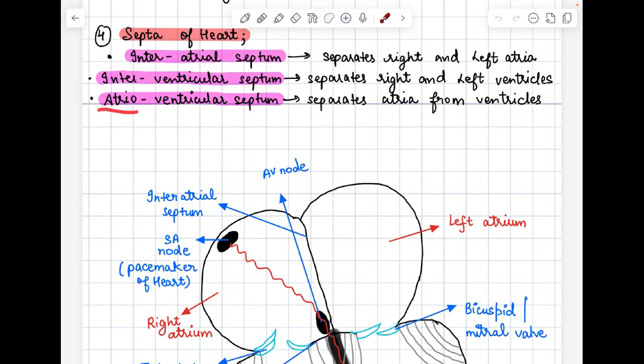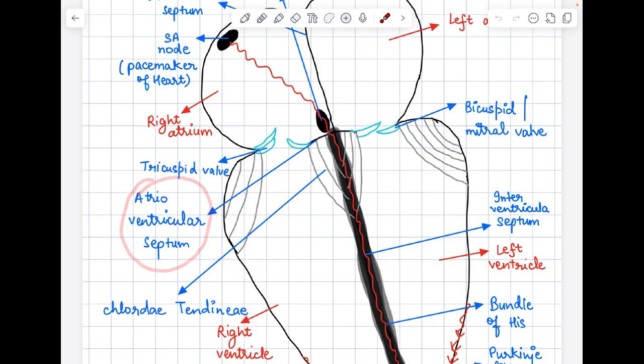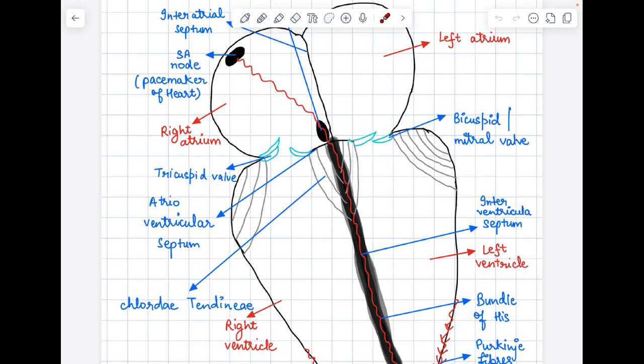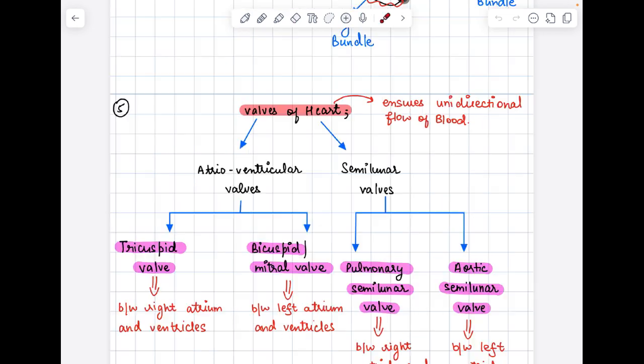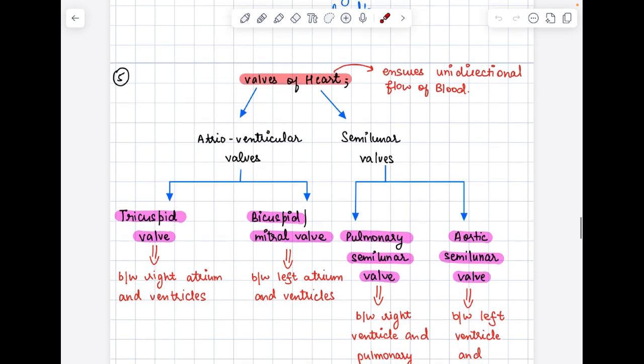Now last, atrioventricular septum that separates atria from the ventricles. So this is the atrioventricular septum that separates the atrium and the ventricles. This is the portion. I hope you have understood these 3 septa. Let's move to the next. Now, the 5th point is valves of the heart that ensures the unidirectional flow of the blood. That means it ensures that the blood flow is towards the one direction only.